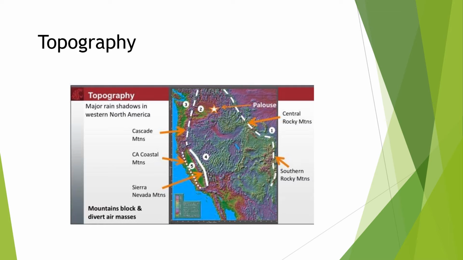Topography is the shape, pattern, and physical configuration of the surface of land. Topography can influence every characteristic of the environment.